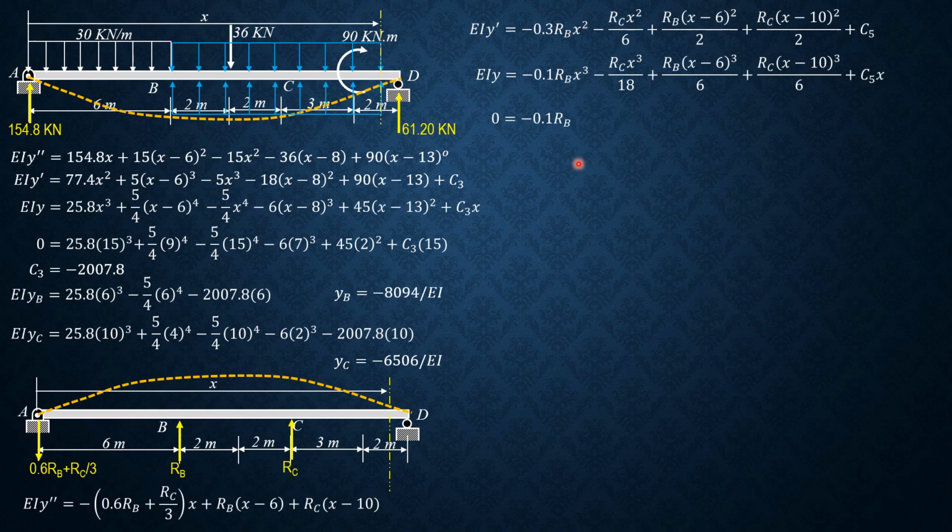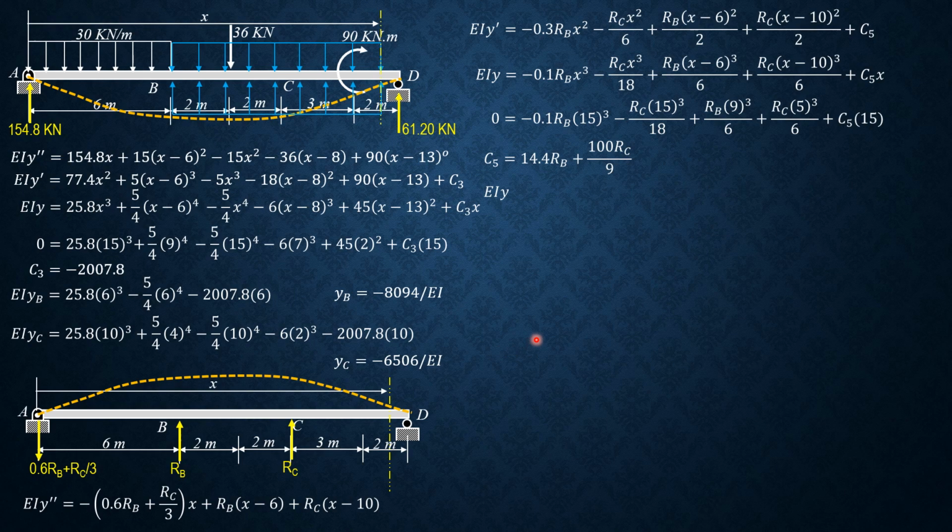When X is 15, 0 equals negative 0.1 RB 15 cube minus RC 15 cube over 18, then plus RB 9 cube over 6 plus RC 5 cube over 6 plus C sub 5 times 15. Combining like terms and dividing by 15, C sub 5 equals 14.4 RB plus 1000 over 9 R sub C. So that's the value of C sub 5. We can now compute YB or delta B for this situation.